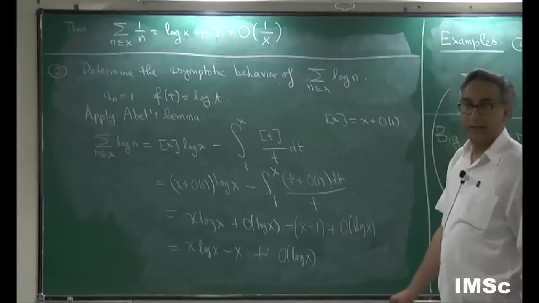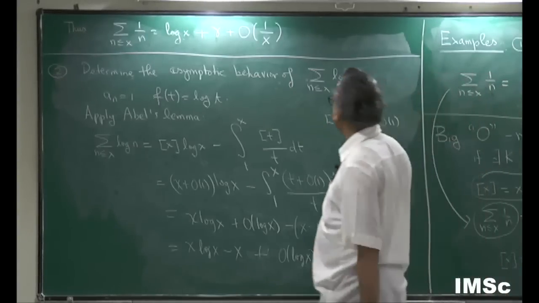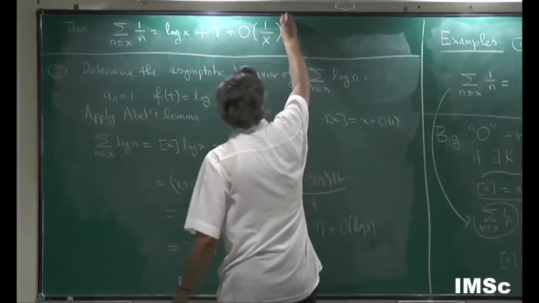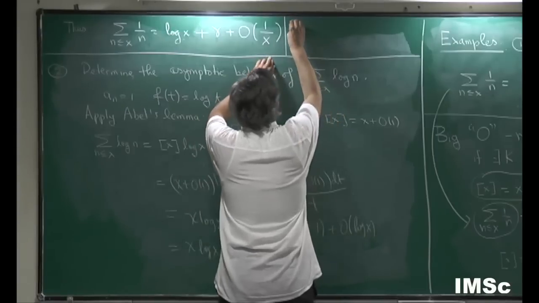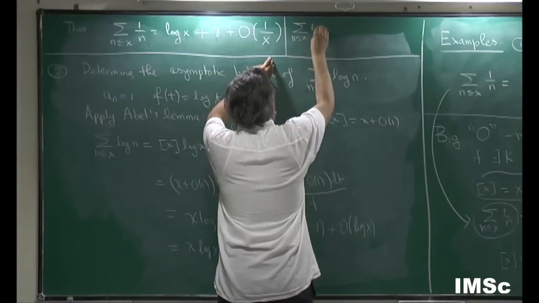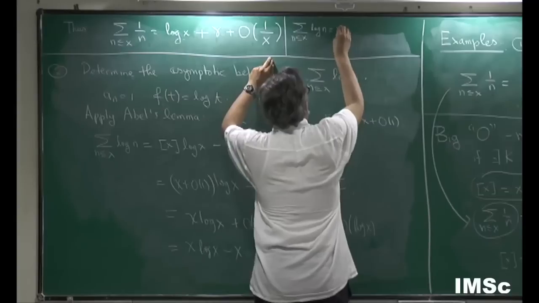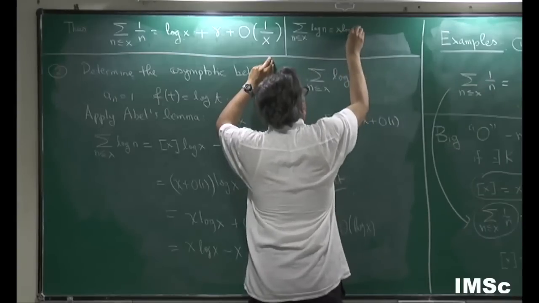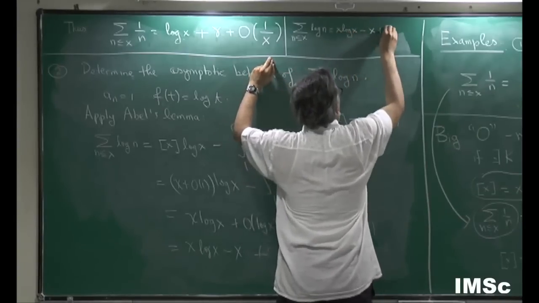So you have a nice formula again here, which I will write as the summation over n less than x of log n is x log x minus x plus O of log x.